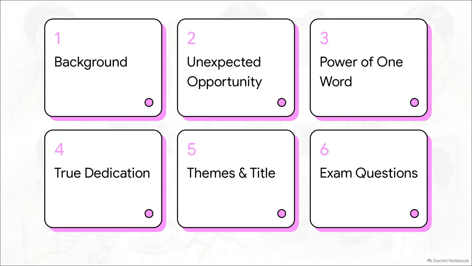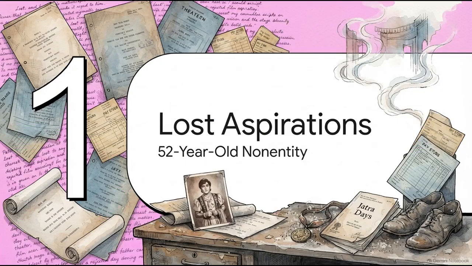Here is our roadmap. We're hitting background and lost aspirations, the unexpected opportunity, the power of one word, his true dedication, the core themes and title, and we'll wrap it up with exam questions and common traps. Section 1. Background and lost aspirations.